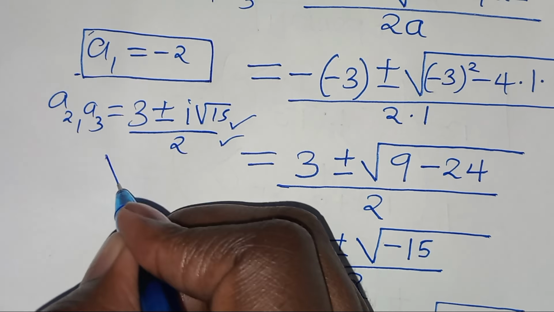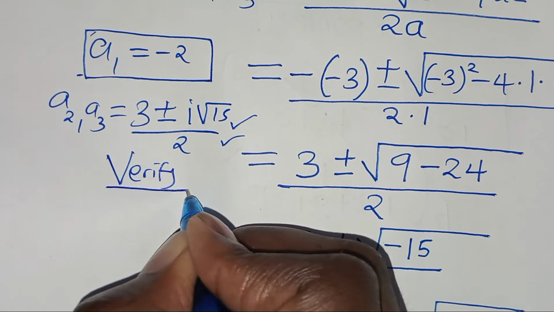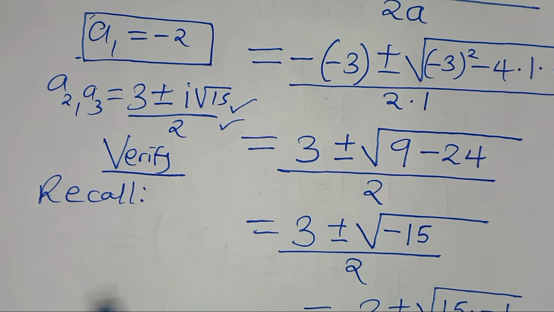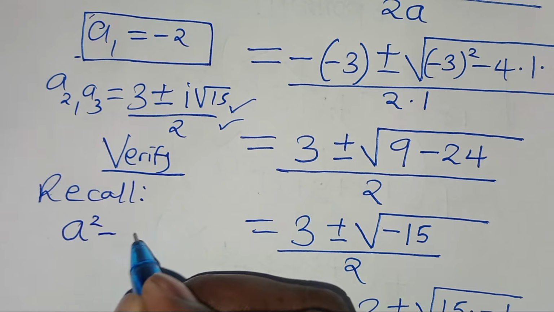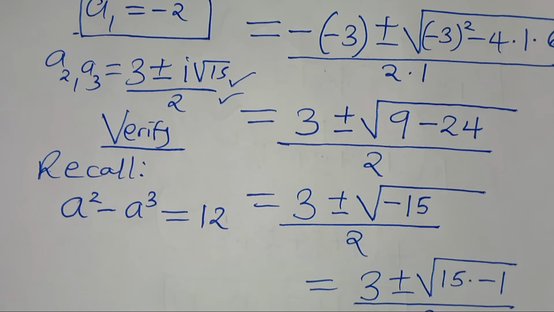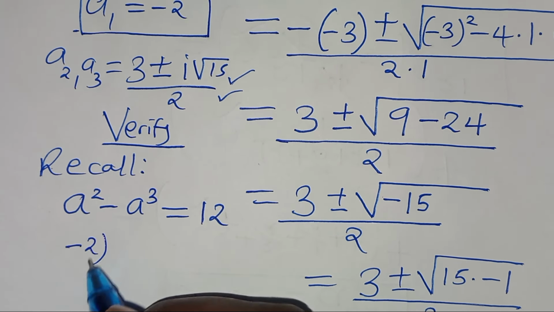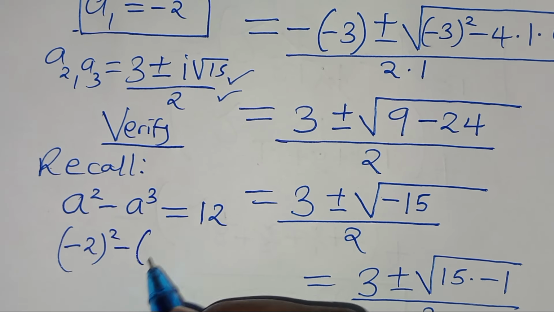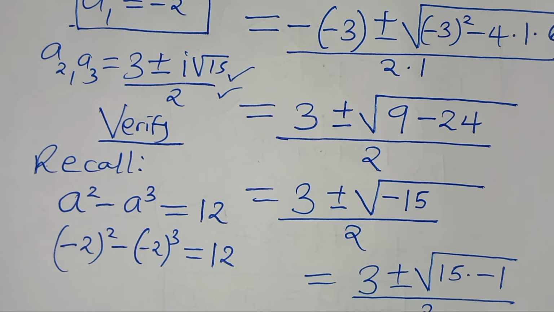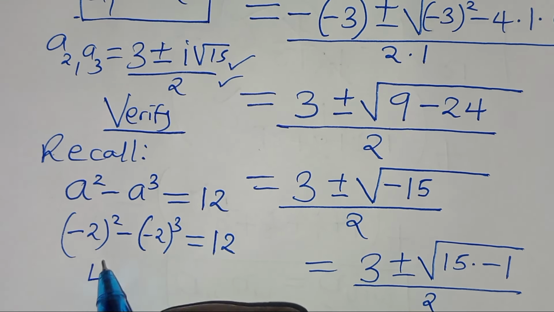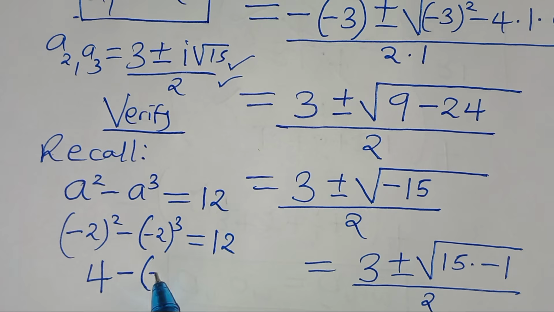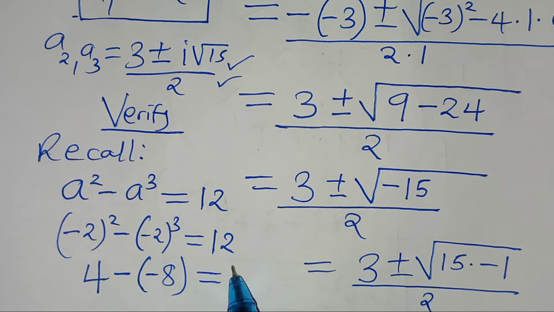So let's verify here. If you recall from here, we entered 8 to the power 2, subtract 8 to the power 3. This is supposed to give us a value of 12. So this implies minus 2 squared minus minus 2 to the power 3 is supposed to give us a value of 12. So minus 2 squared is equal to 4, minus, in the parentheses, minus 2 raised to the power 3, this is minus 8.